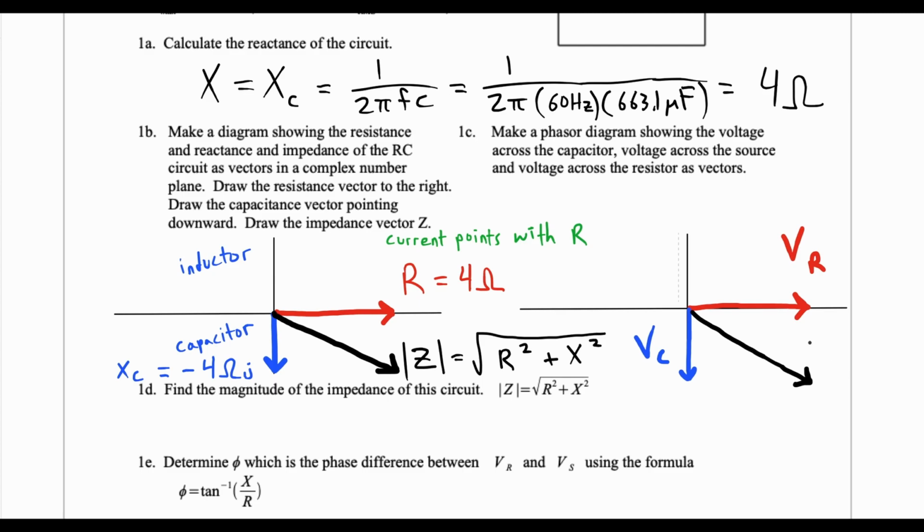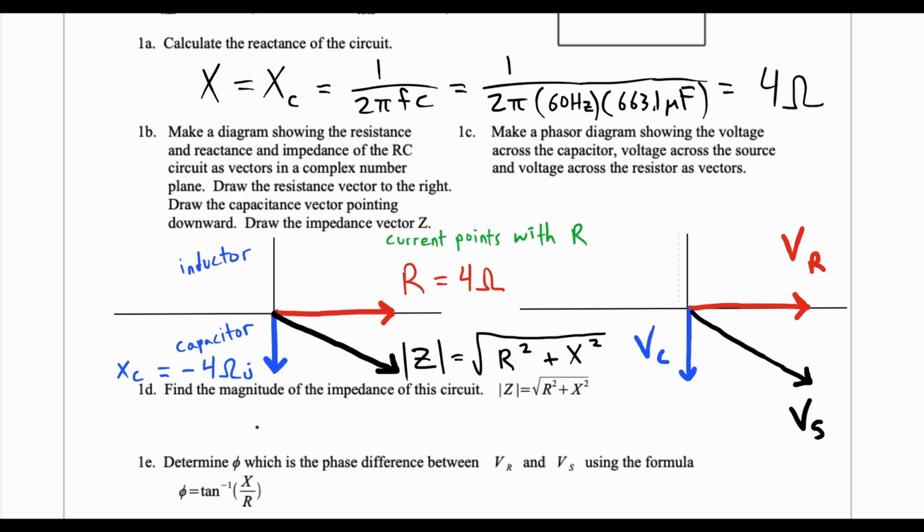Now the impedance is the overall constriction on current in the AC circuit, and that determines, well, it determines the current, but the voltage of the source is what's used to find that current. So we want Vs pointing this way.